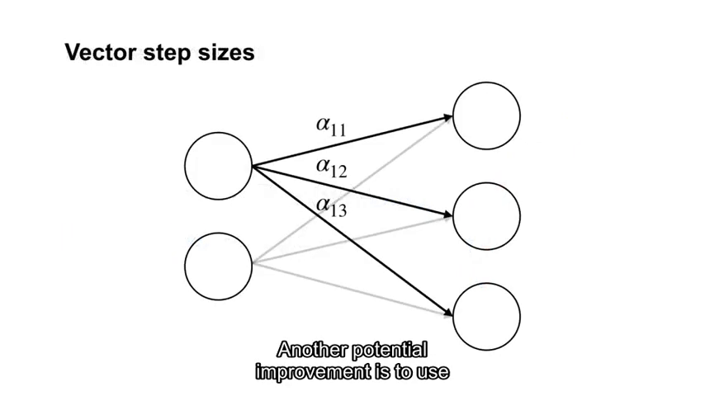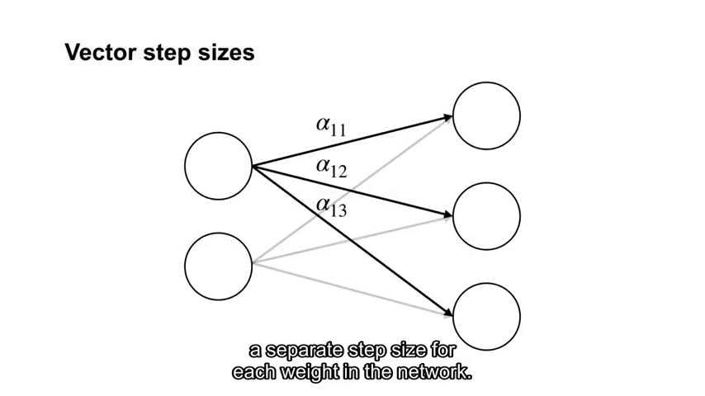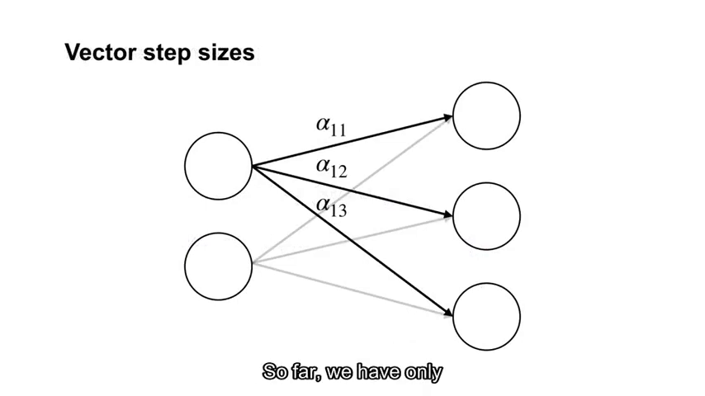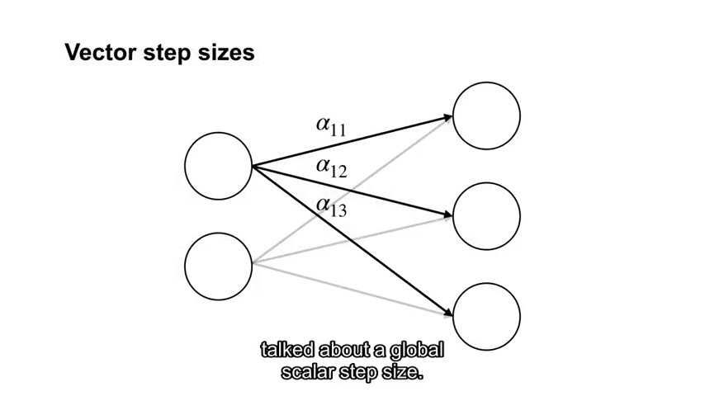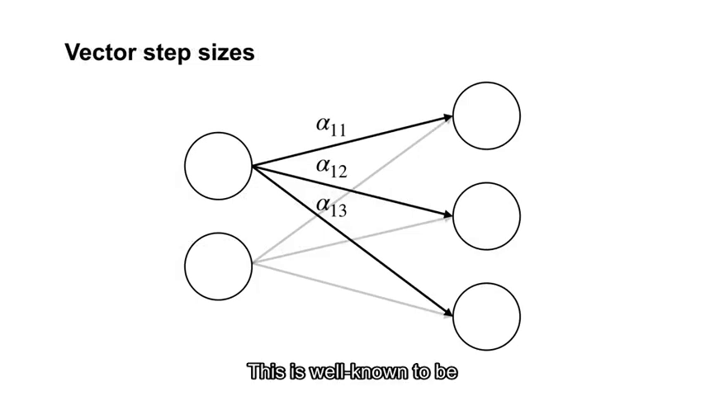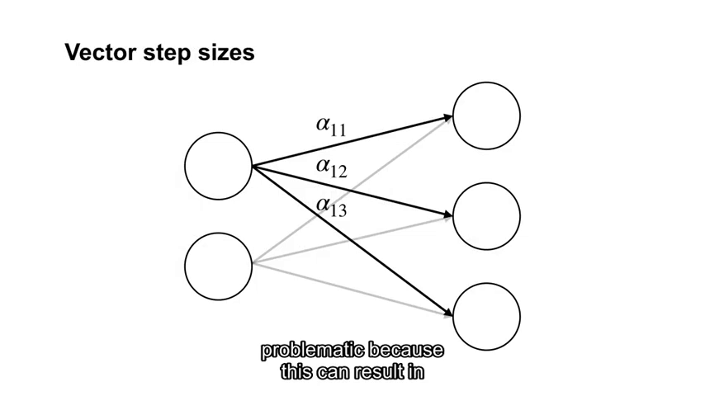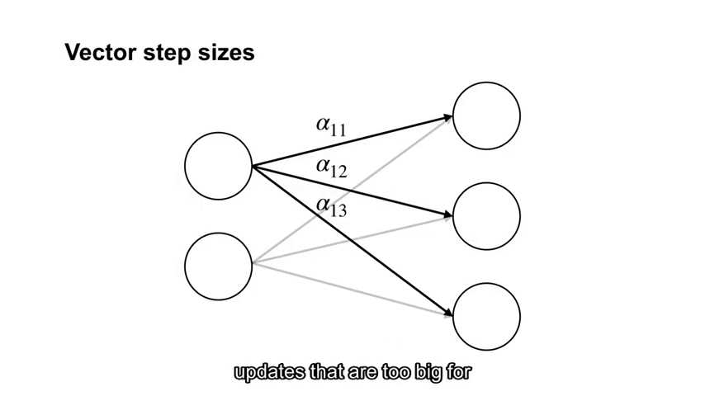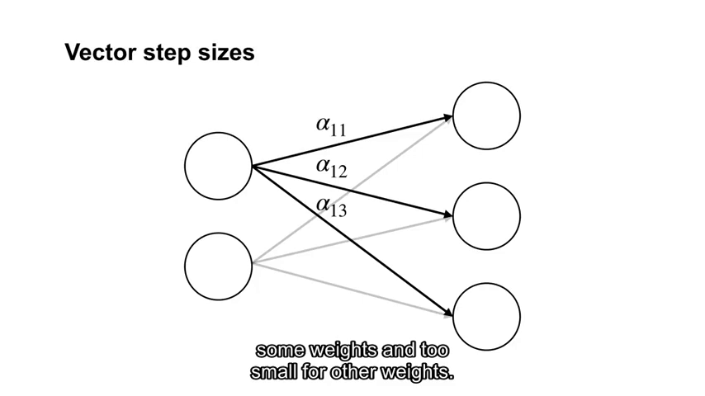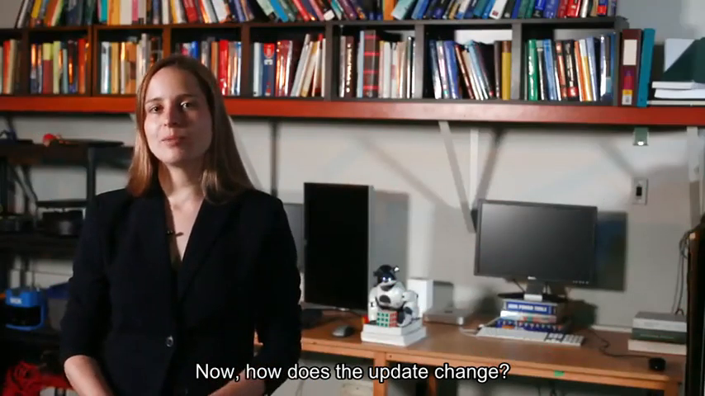Another potential improvement is to use a separate step size for each weight in the network. So far, we have only talked about a global scalar step size. This is well known to be problematic because this can result in updates that are too big for some weights and too small for other weights. Adapting the step sizes for each weight based on statistics about the learning process in practice results in much better performance.